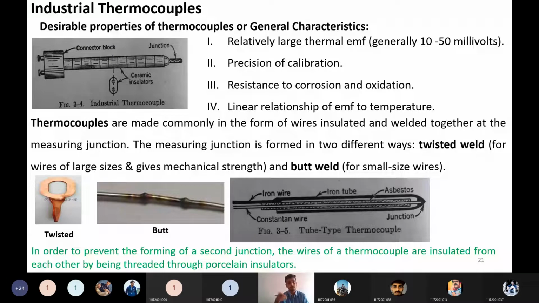Because if corrosion happens repeatedly, we have to replace the thermocouple with a new one every time. That will increase the cost of your measurement every time. So we need to avoid corrosion and oxidation. If they happen, the same replacement has to be done, and by replacing like this, that will add to the cost of the measurement.